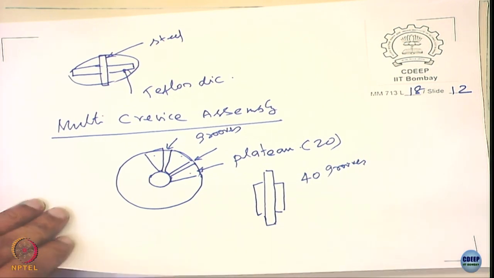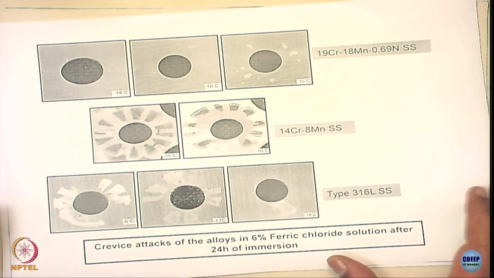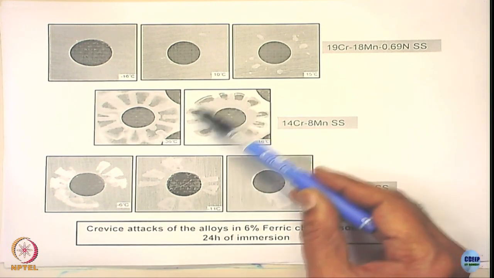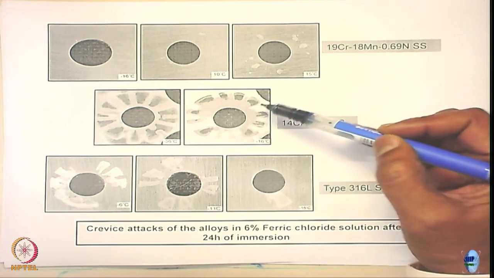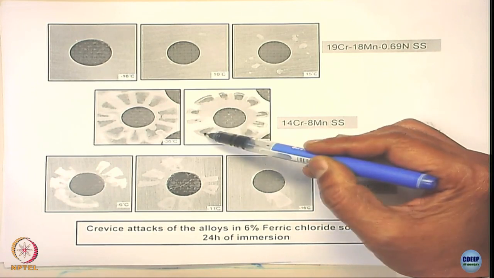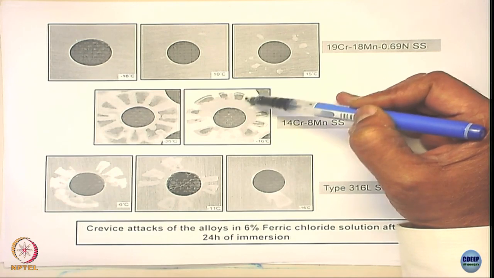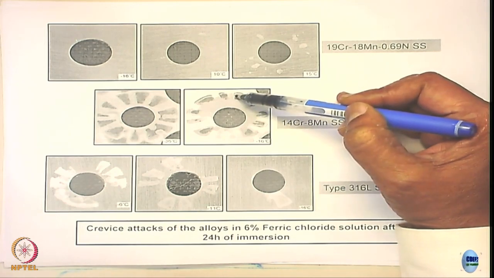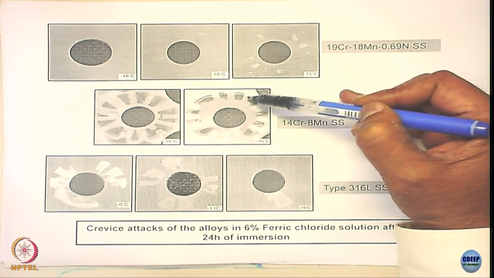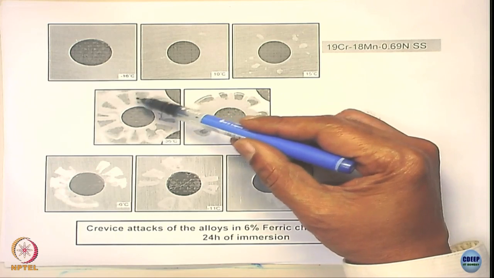And this is an experiment done in our own lab here by one of the PhD students. You see here, this is the disc. Now you can see these are all the attacked portions because of the crevices. The attack is more where there is a plateau, and where there is a groove, there is no attack. You see here, the attack is broader compared to the grooves. So, the crevice attack has taken place in these cases.